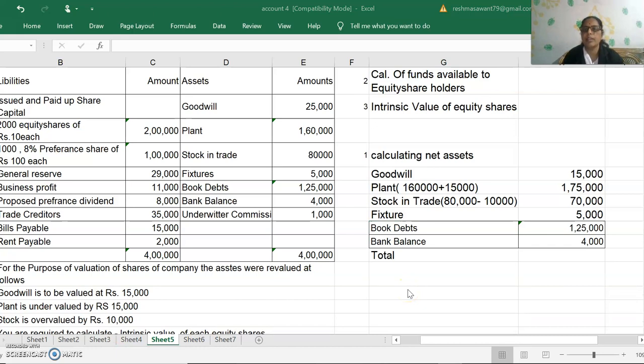So the fixture, book debts and bank balance are considered from your balance sheet, because there is no valuation for the bank balance and book debts, or there is no calculation for the adjustment. So you can consider the valuation of other assets from your book, that is your balance sheet. Now the total of A, that is the total of all assets, the realisable value of assets, is 3,94,000.